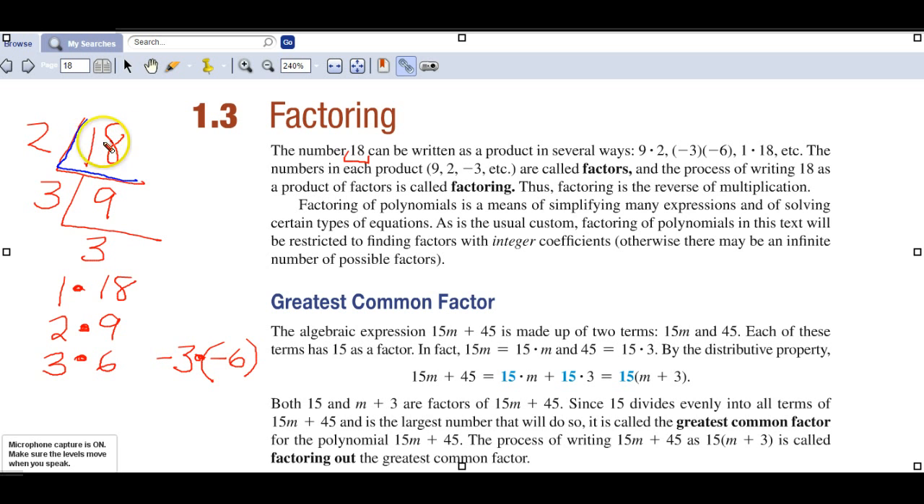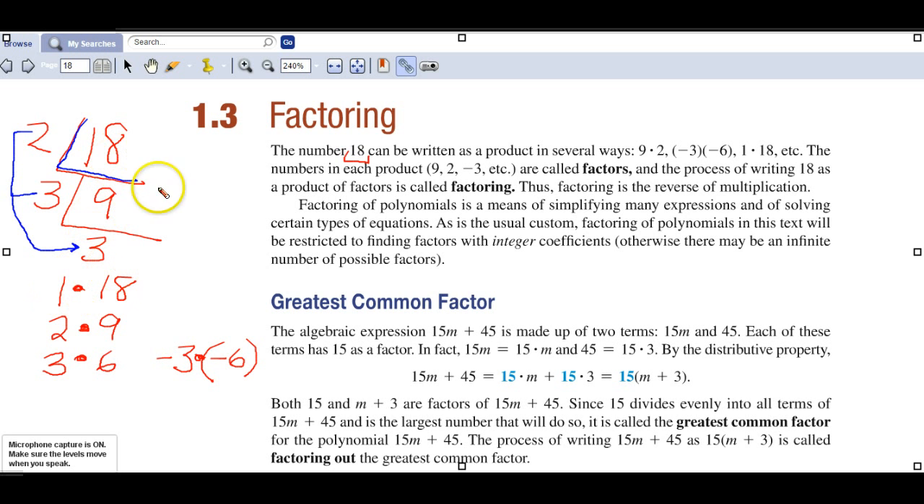Well, since it's even, you can take out a 2, and that will give you a 9. And then when you get to 9, you can take out a 3, and that's 3. So what you have here on the outside are your prime factors of 18. And remember, you can always take a 1 out of anything.